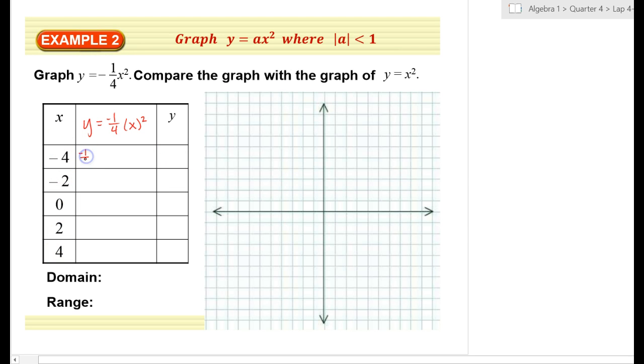So let's see, let's plug in. So when I plug in negative 4, I get negative 1/4 times 16. That is negative 4. When I plug in negative 2, we get negative 1/4 times 2 squared, which is just 4. That's negative 1. When I plug in 0, I just get 0.